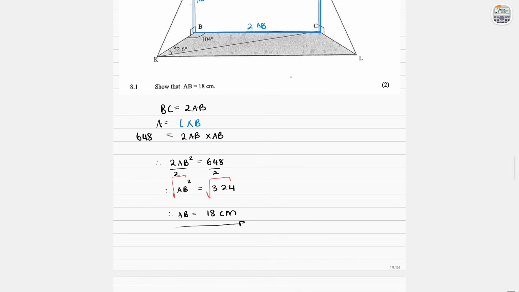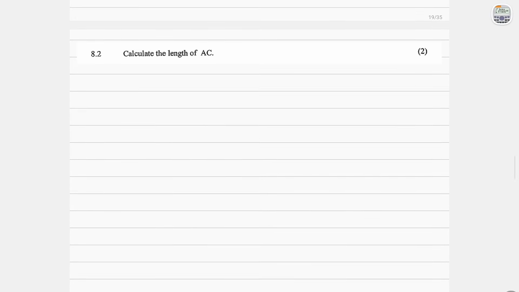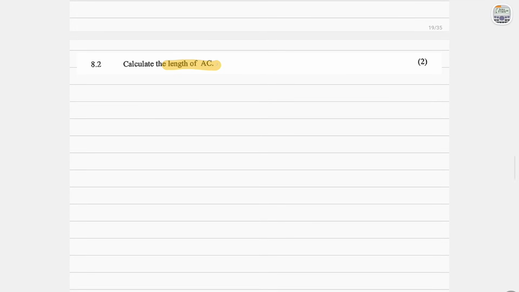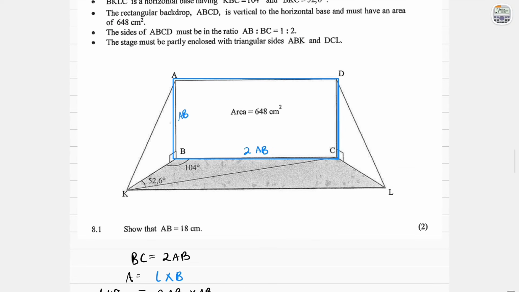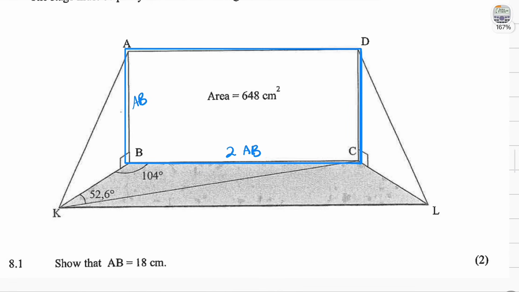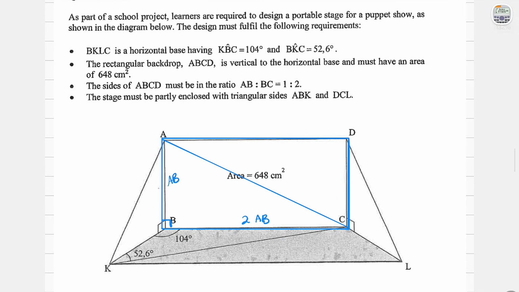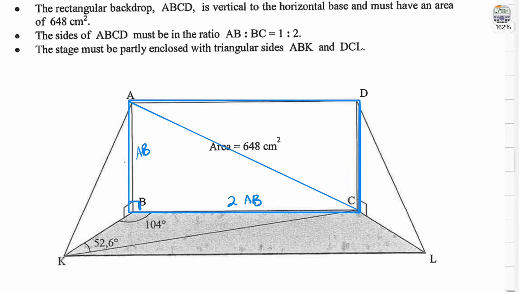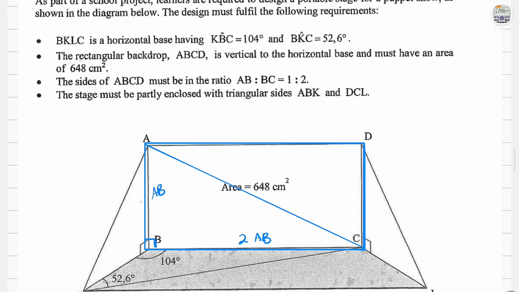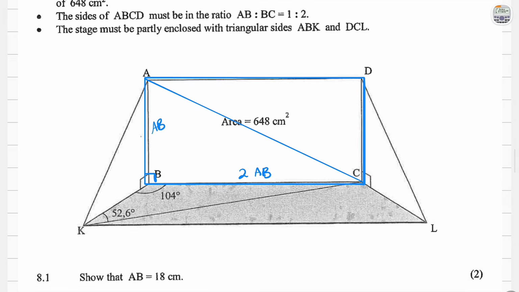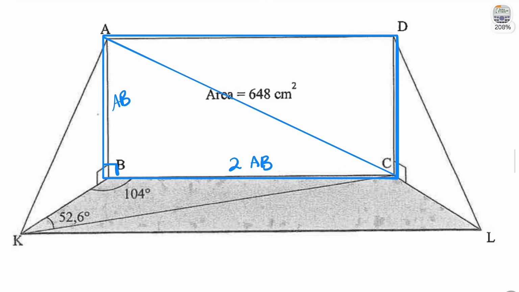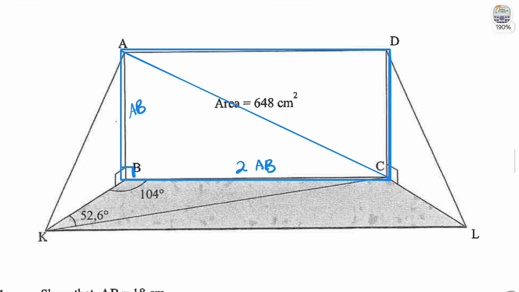Moving on to the next question. They say 8.2, calculate the length of AC. Let's see where AC is. AC is a diagonal. How do we find a diagonal if you are given a rectangle? Well, if this is a rectangle, it means the corner angles are equal to 90 degrees. I should have already said initially, they said rectangular backdrop, so we know it's a rectangle. And we're going to find AC.